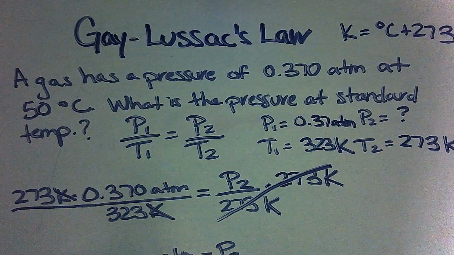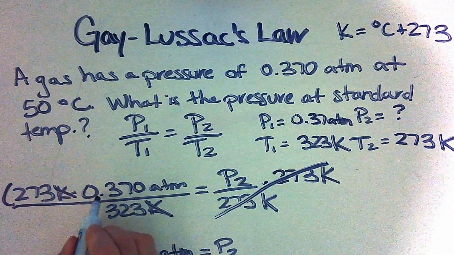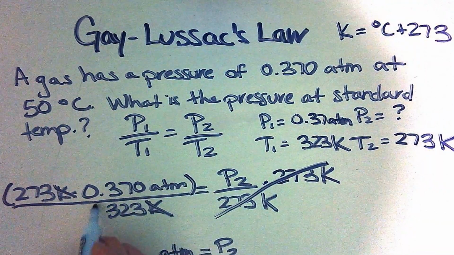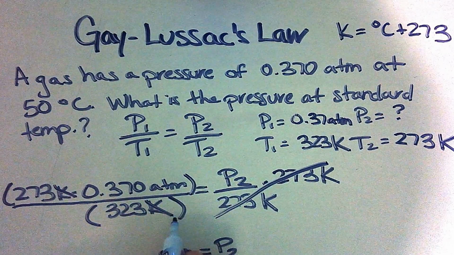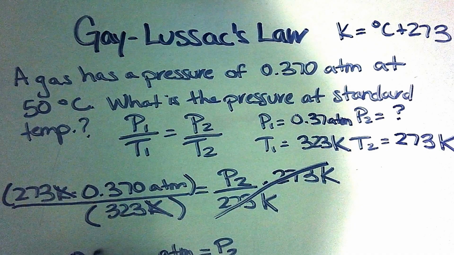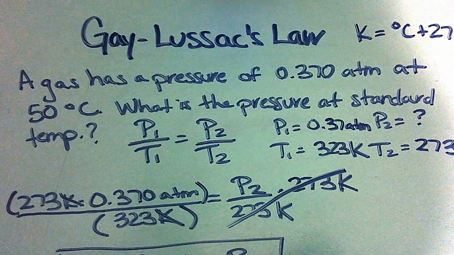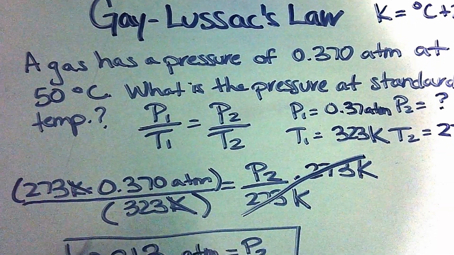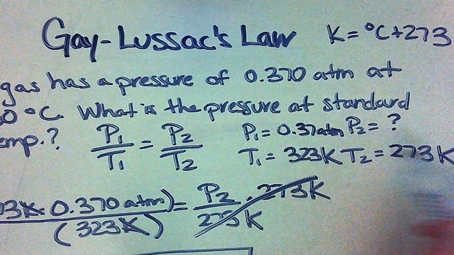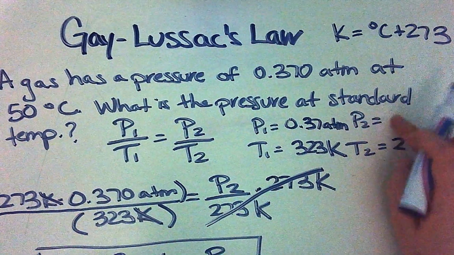So now I'm just going to multiply 273 times 0.370 atmospheres. And I'm going to divide by 323. When I do that, my answer is 0.313 atmospheres, which does satisfy Gay-Lussac's law, where my temperature decreased and my pressure decreased as well.